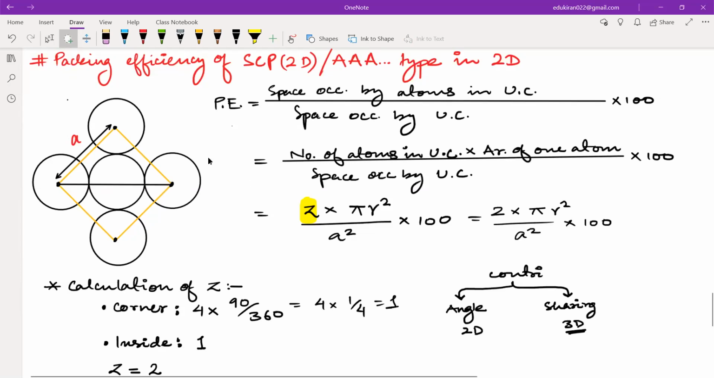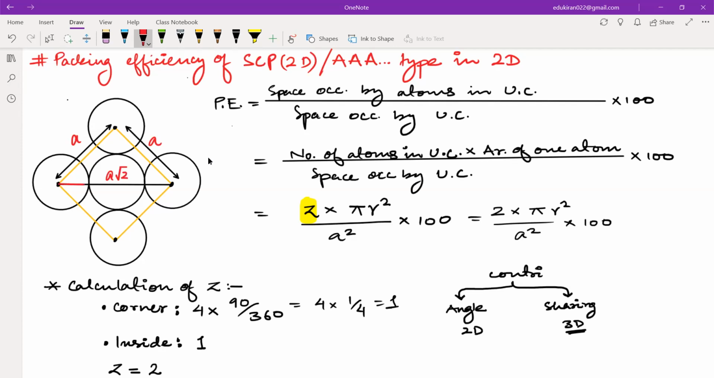Now we have these atoms that are touching each other. If this is A and this is also A, then tell me what will be the length of this black line. You have calculated this already. A root 2, right? Correct, because it is a square, and all the faces of a cube are also squares. So this will be A root 2.